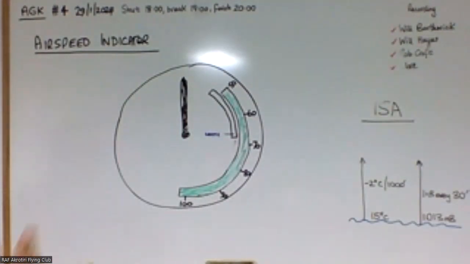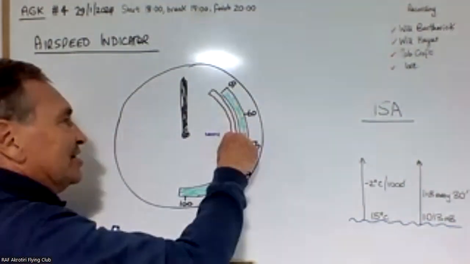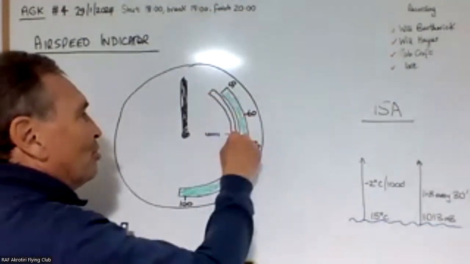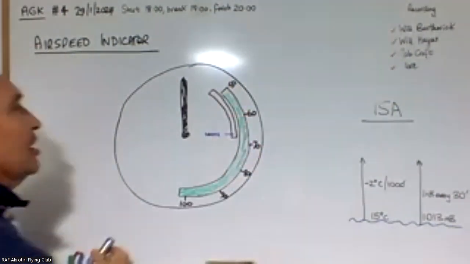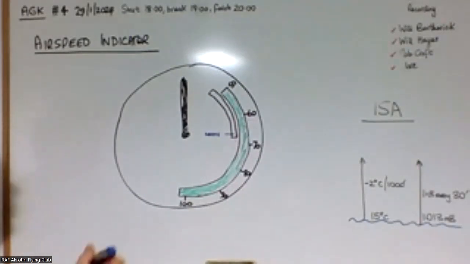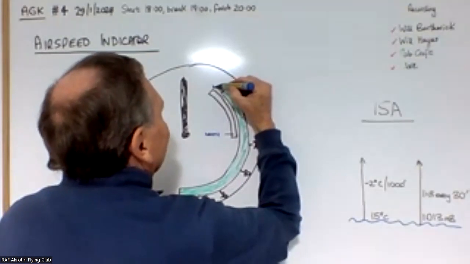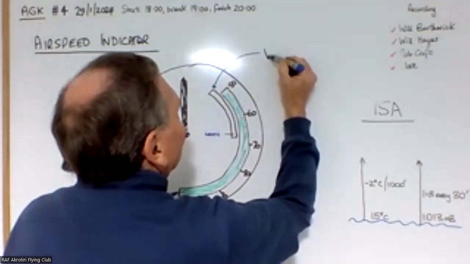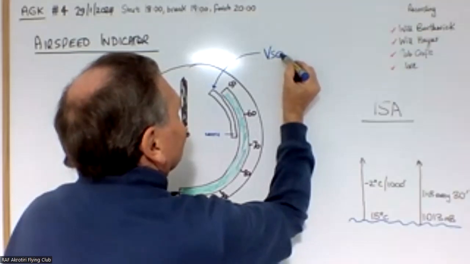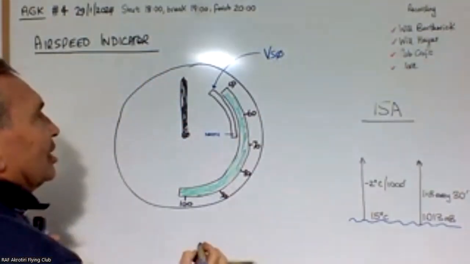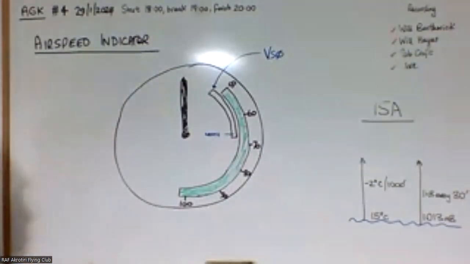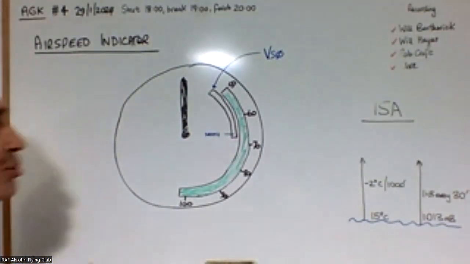Now, all of these airspeeds have got different names, so I'm going to cover all of these names, and you will need to know these for the exam. So this white arc is your flap operating arc, and this first speed here is called VS0. That's the minimum speed the aircraft can fly with flaps.